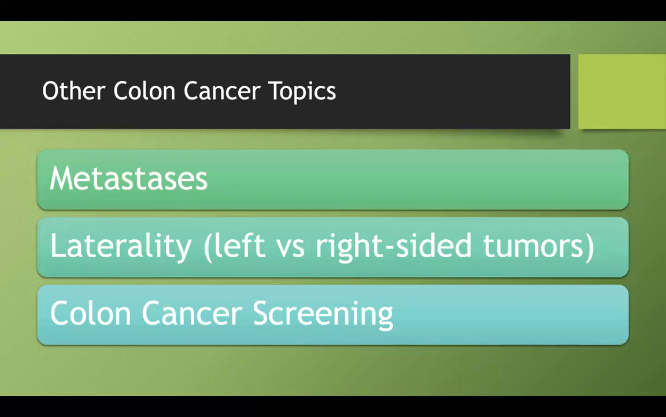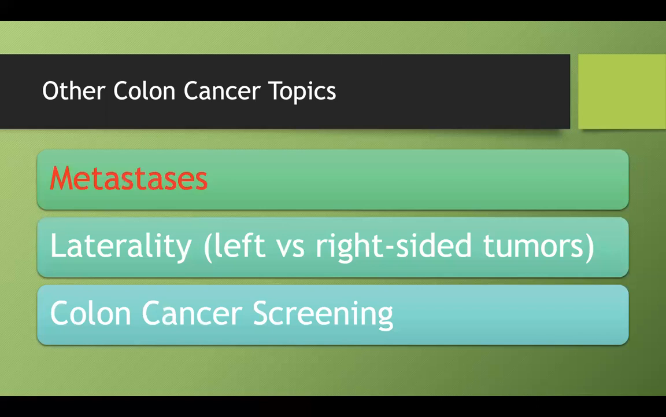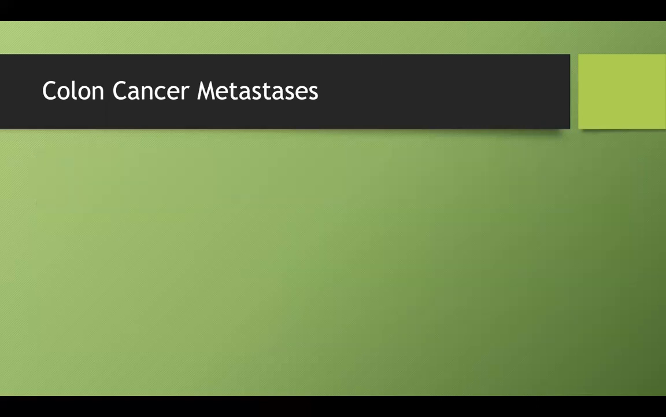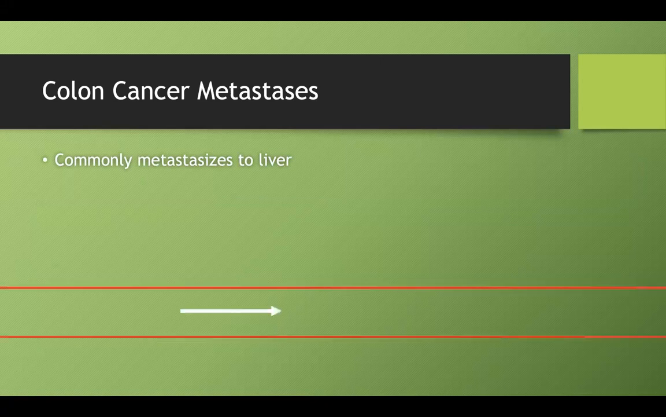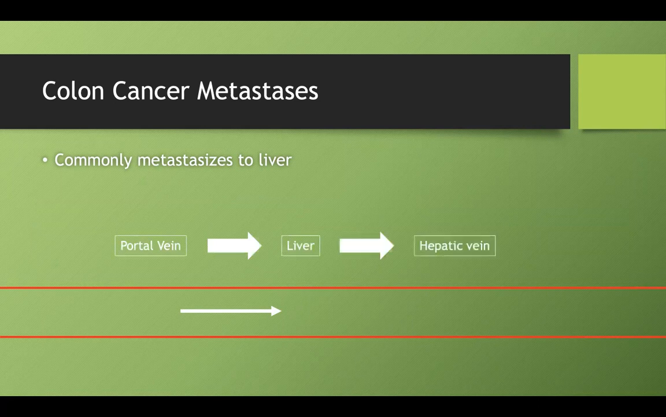The last thing I want to mention with colon cancer is a few different things here. We'll start with metastases. Most colon cancer, the first thing it likes to do is spread to the liver. And that kind of applies to the entire GI tract. If we look at the blood flow here, moving from left to right, we have our portal veins that drain into our liver, and this drains into our hepatic vein and ultimately out to the IVC. What drains into the portal veins in the first place is our GI tract.